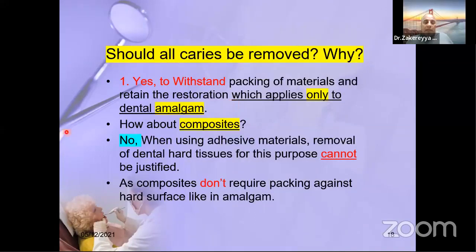However, when you use composites as a filling material, the answer is no. We don't have to remove all dental caries. Removal of dental hard tissues for this purpose cannot be justified. Cannot be justified. I repeat it. You have to dare and say it. You can leave dental caries when you have a good coronal seal, as composites do not require packing against hard surface like in amalgam.